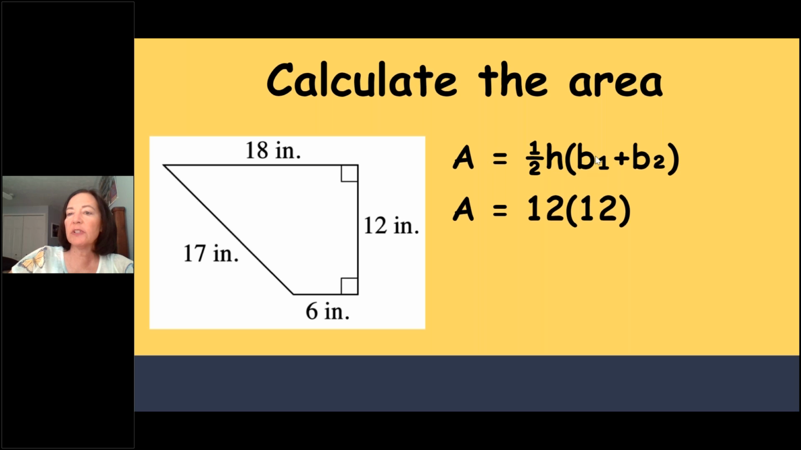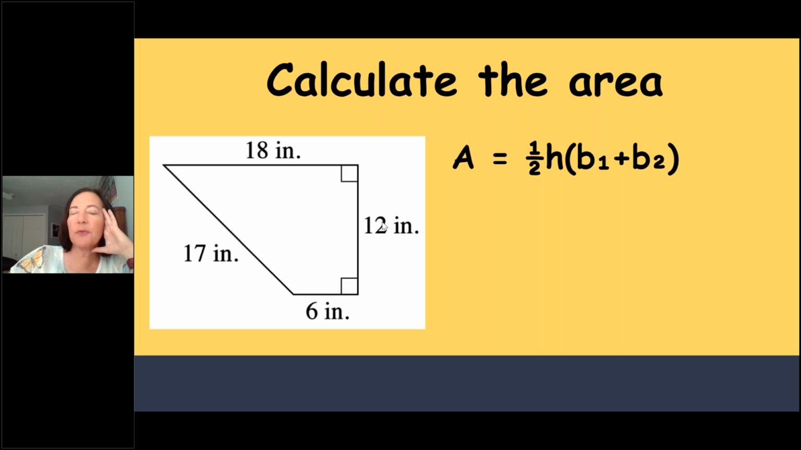So we're going to substitute where it says B1 plus B2. Be careful. It must be those parallel sides. So it's 18 plus 6, 24. But for the height, we have to choose between the 17 and the 12. Remember, the height must be perpendicular to the base. So we have to find the height that uses this little right corner. So the 12 will be our height. 24 times 12 is 288. 288 divided by 2. So is it 144 inches squared?